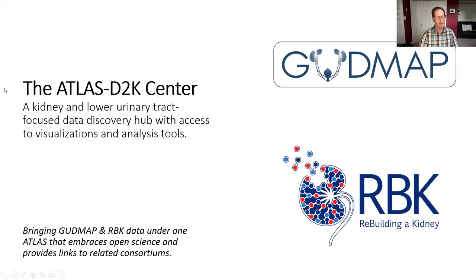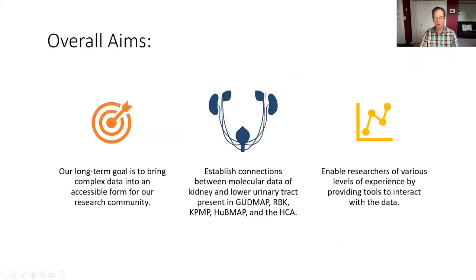Next slide, please. Our overall aims are to bring this complex data into an accessible form for the community, to establish connections between the kidney and lower urinary tract data that we have with other related consortiums, KPMP, which Sanjay and I are both in, HuBMAP, and the Human Cell Atlas. And also, we think very carefully about how we can enable researchers of various levels of experience by providing tools that they can interact with data.